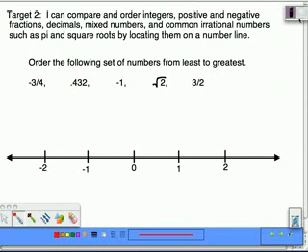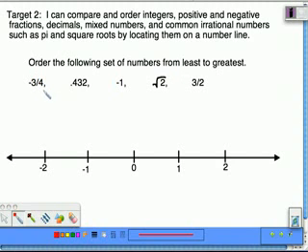Unit 7, Target 2. I can compare and order integers, positive and negative fractions, decimals, mixed numbers, and common irrational numbers, such as pi and square roots, by locating them on a number line. Here's an example problem that we could run into in this section. It says, order the following set of numbers from least to greatest.